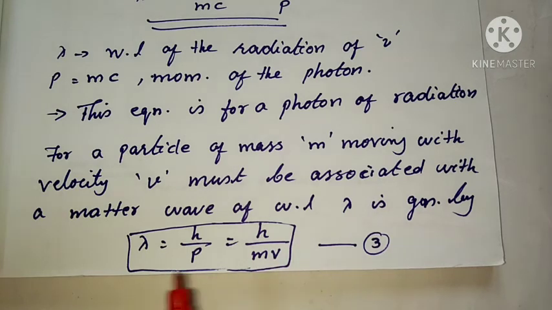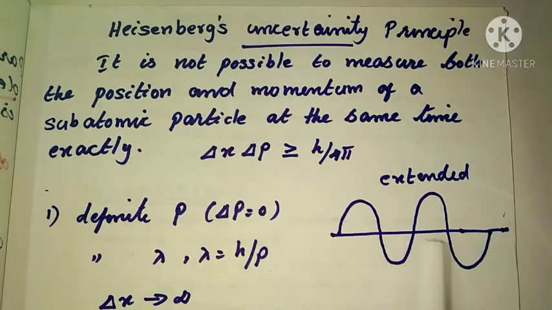So this is the de Broglie wave equation for the material particle, lambda equal to h by p, that is equal to h by mv. This is the de Broglie wave equation for a material particle. So he explains the dual nature of matter. Clear? Now, Heisenberg's uncertainty principle.